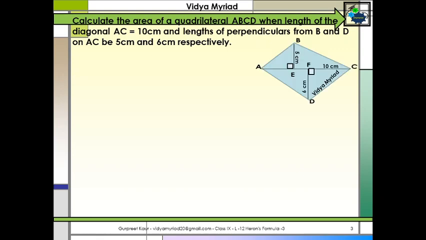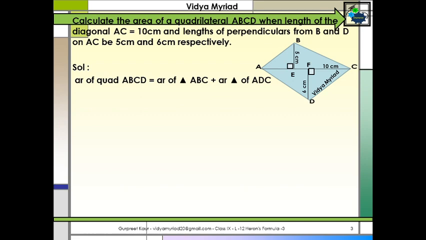See, your diagram will look like this. Your AC is the diagonal. You have perpendiculars from B and D. I have named them BE and DF, which are given as 5 centimeters and 6 centimeters. Now if you look into the diagram, you have 2 triangles ABC and ADC, and I need to find out its area. So there are 2 ways to find it out. Let us try doing it.